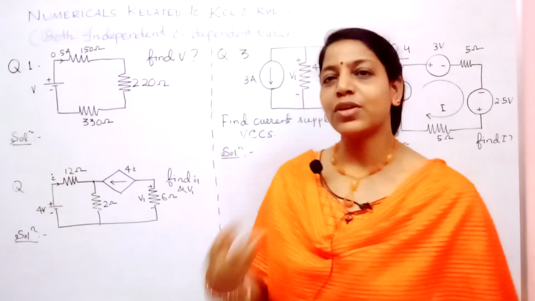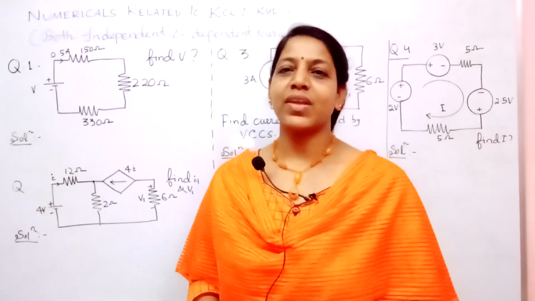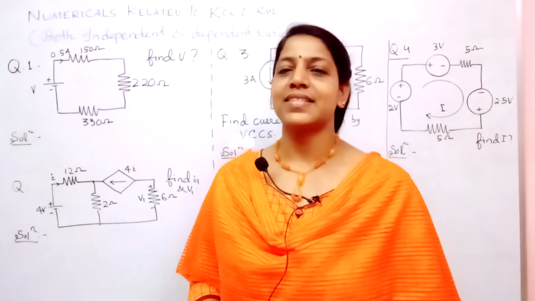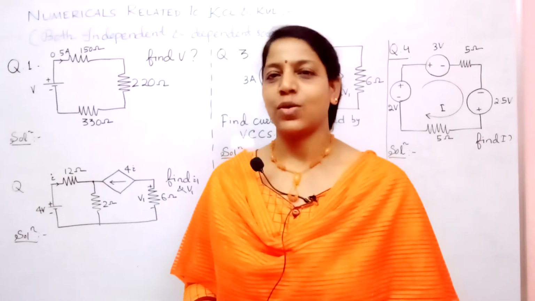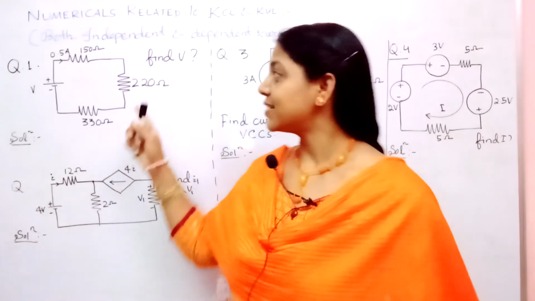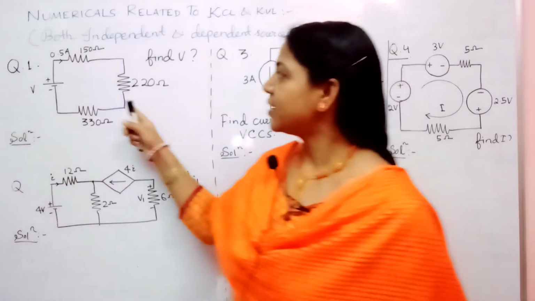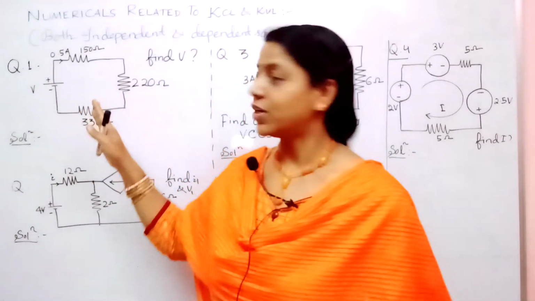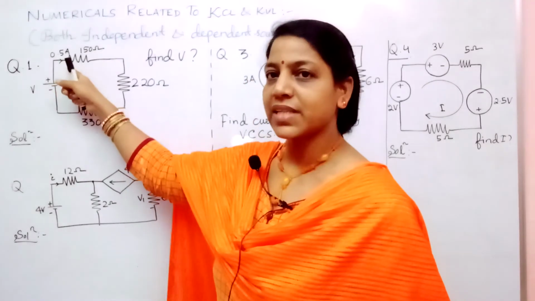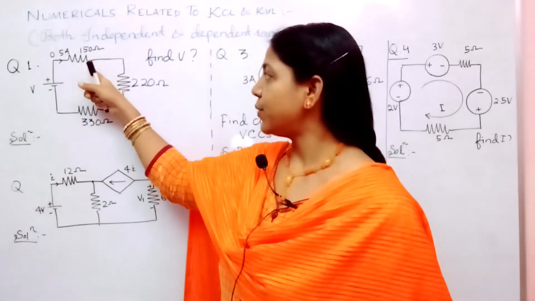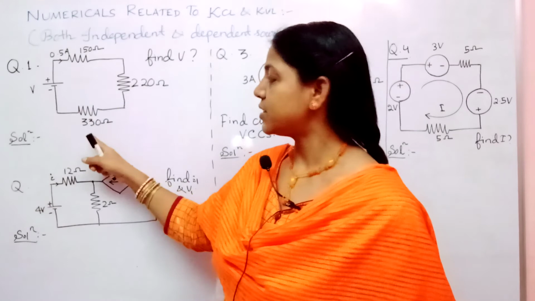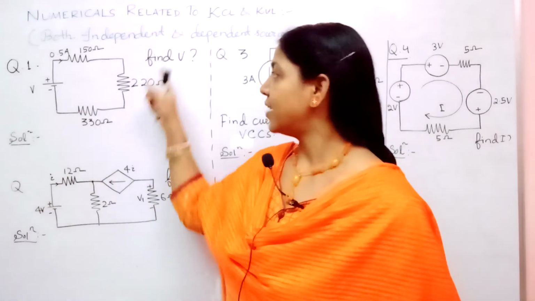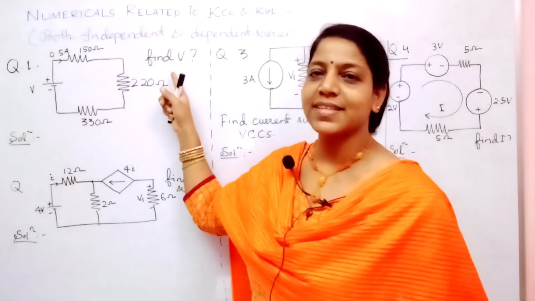Now let us see the way we are justifying the KCL and KVL, that is Kirchhoff's current law and Kirchhoff's voltage law. Now let us see the first one. In this circuit, your supply voltage V is given. We don't know how much voltage it is. 0.5 amps current is flowing. This is a 150 ohm resistor, 220 ohm resistor, 330 ohm resistor. They are asking you to find the voltage V.